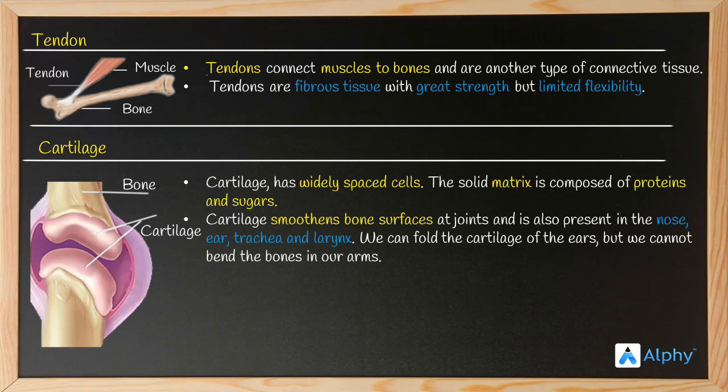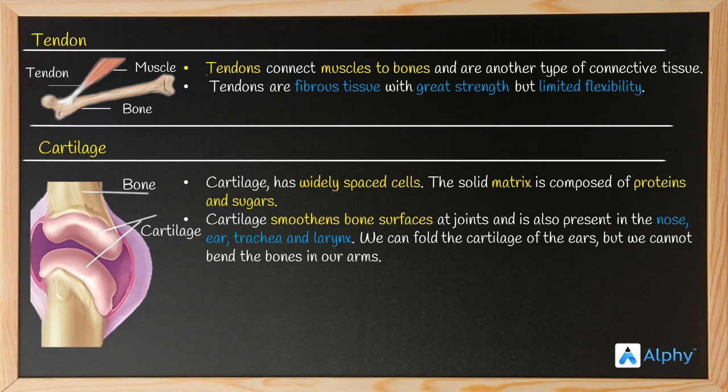So the movement is smoothened by cartilage, right? Here. That's it. So the locations, the cartilage is found in our nose, ear, trachea and larynx, right? So touch your nose, touch your ears, they are movable, right? They are flexible. So that is the great peculiarity of cartilage, right?